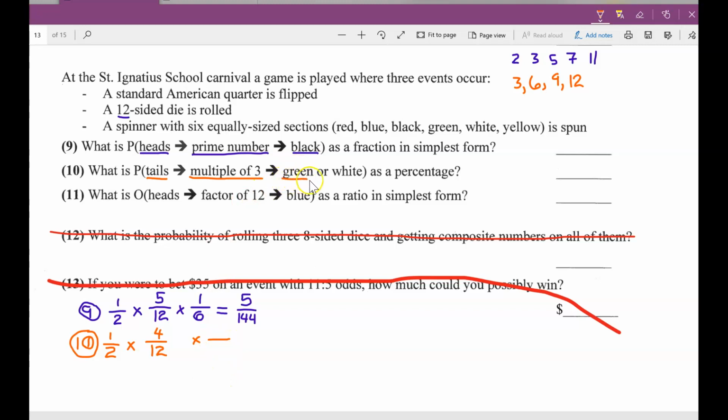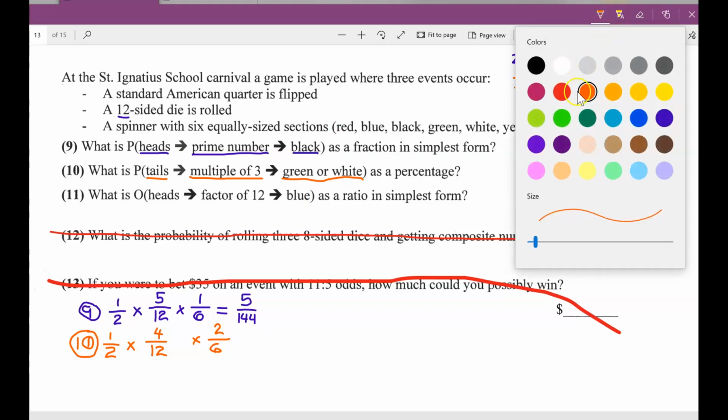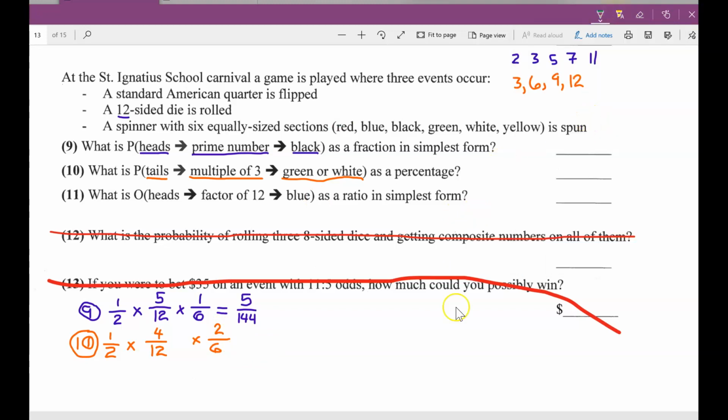Lastly, we win on the spinner if we get green or white. So first thing we want to do is make sure we know what our denominator is. How many different total possible results are there on the spinner? There are 6. And of them, how many win for us? Well, this time around, it's 2. We win if we get a green or a white. So we're going to put a 2 on top. Now, before we do our multiplication, let's look at the possibility of simplifying. 1/2 cannot be simplified. What about 4 twelfths? 4 and 12 can both be divided by 4.